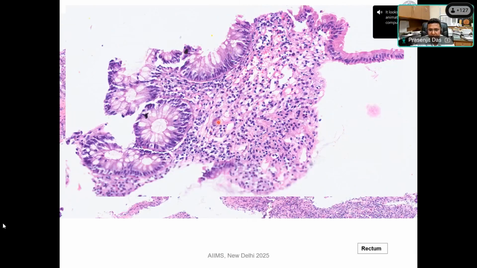Anything here? These are all capillaries, no? Endothelial cells. This is not enlarged. These are also endothelial cells, but these are very small. So if you compare, this is very much enlarged, and there is some inclusion also. So what do you think?